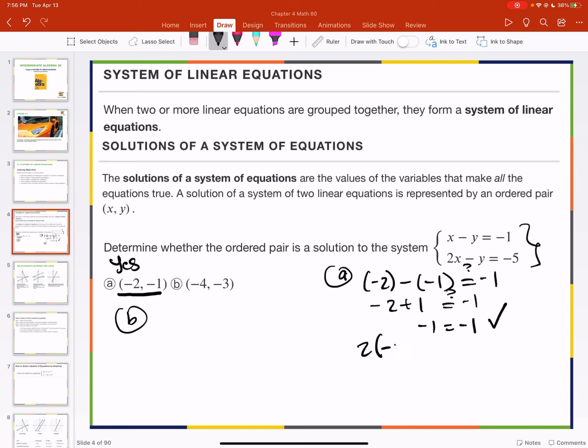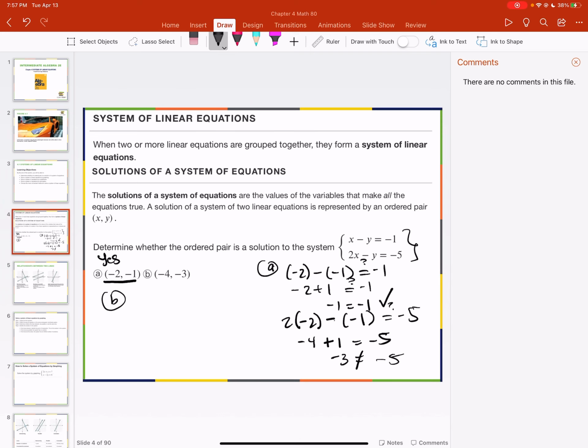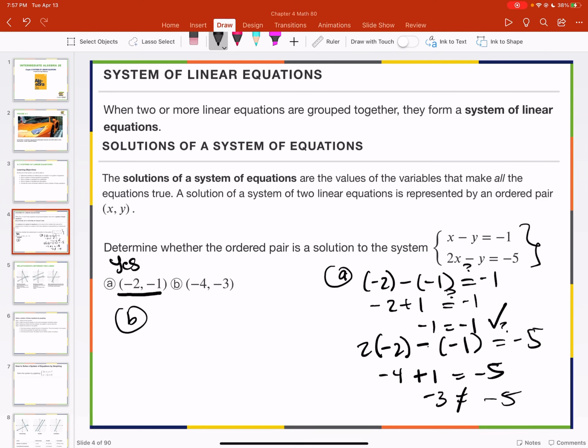So 2 times -2 minus, and then y is -1. Is that equal to -5? So then 2 times -2 is -4. Minus a -1 becomes plus 1. Oh, actually, this is not equal to -5. Oh, interesting. So since they do not equal each other, it's not a solution. Sorry about that. So this is a no.